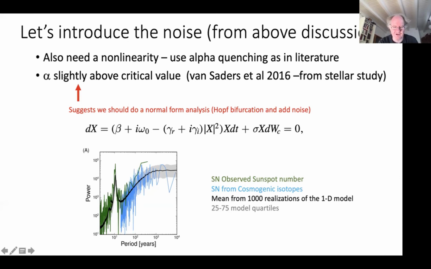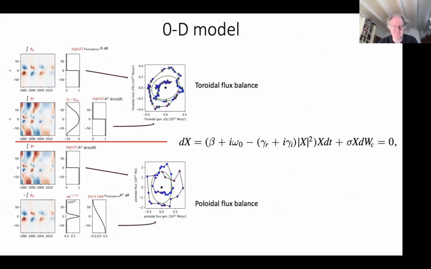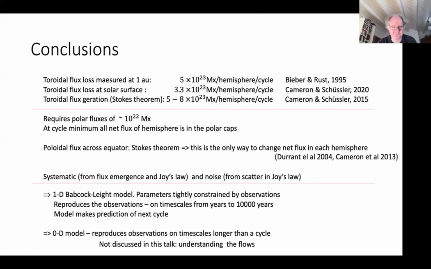And this is the same picture as before. The blue and the green are the observations, and the black is the model, and the gray are the 25 to 75% model quartiles. And this brings us back to the 0D model we began with, and what we see is these limit cycles which come out of the observations. The Sun is essentially described by limit cycles plus noise. It's a multiplicative dynamo type noise, and it matches this study too.